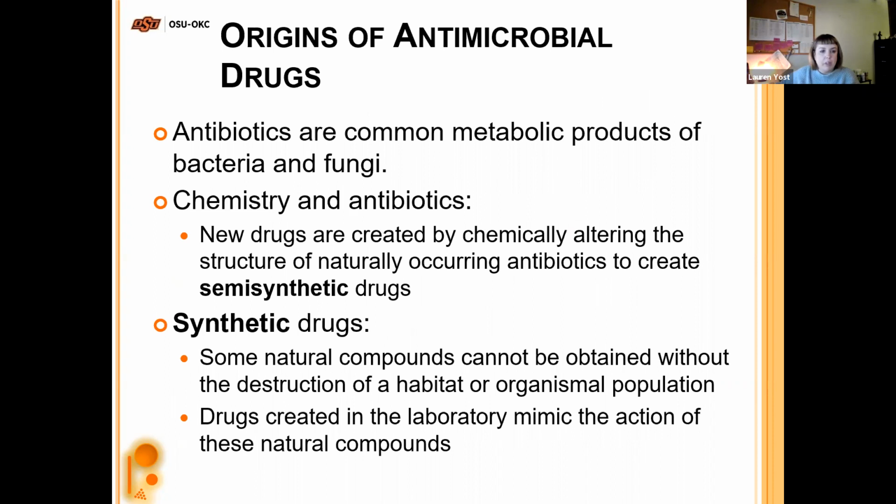New drugs are created by chemically altering the structure to make semi-synthetic drugs. I mean, that's what we do. We take the chemical structure of whatever, like penicillin, and add things onto it synthetically. So that's a semi-synthetic. Synthetic drugs, however, are going to be the things that we can't get from any habitat or population. We can't get to it. Sometimes it could be because we can't get there, sometimes because of destruction of habitat, but we try to just mimic what we would see in a laboratory.